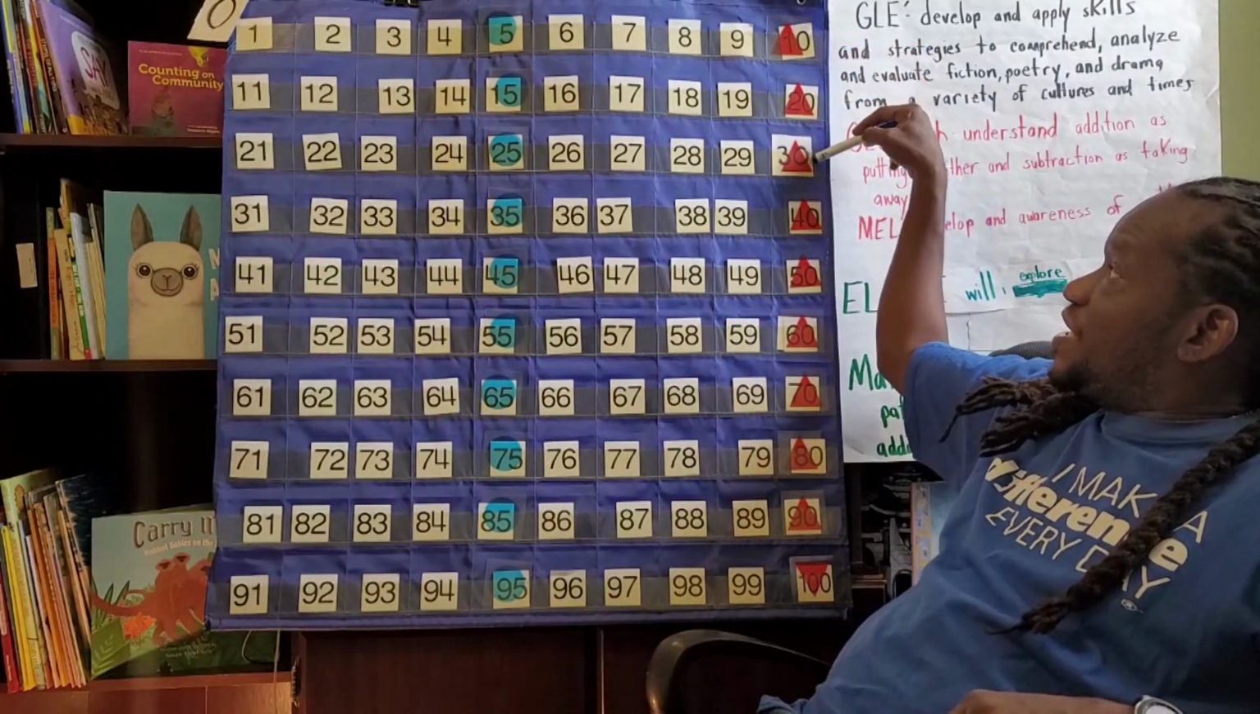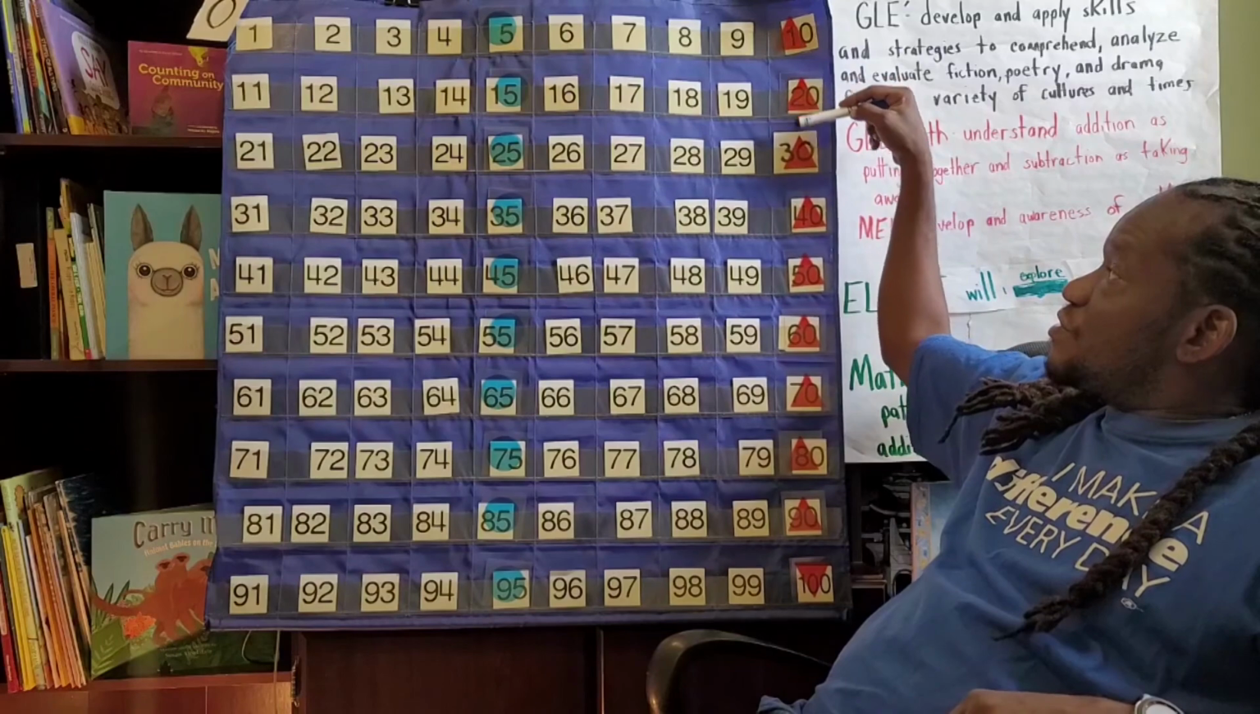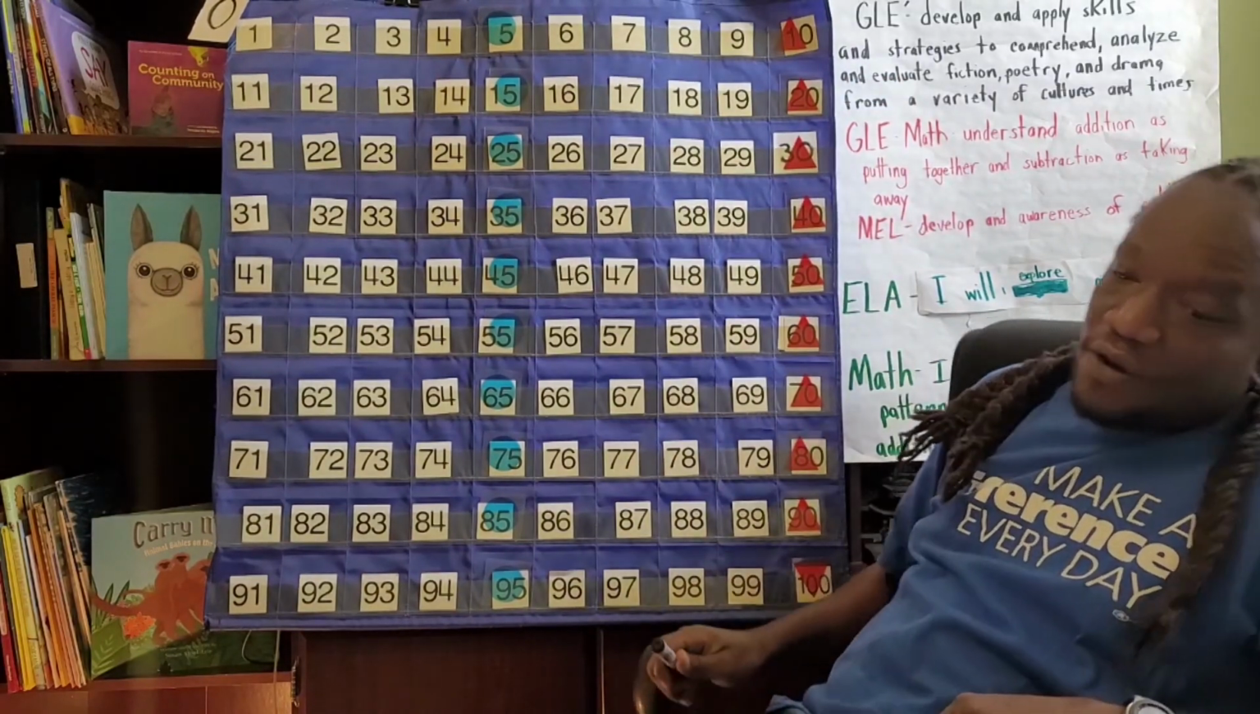See zeros at the end? And then the first number changes. 2. But we still keep those zeros. Okay? All right.